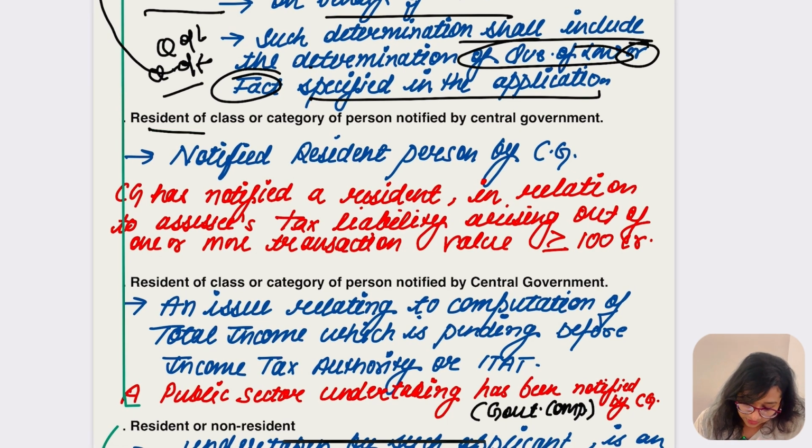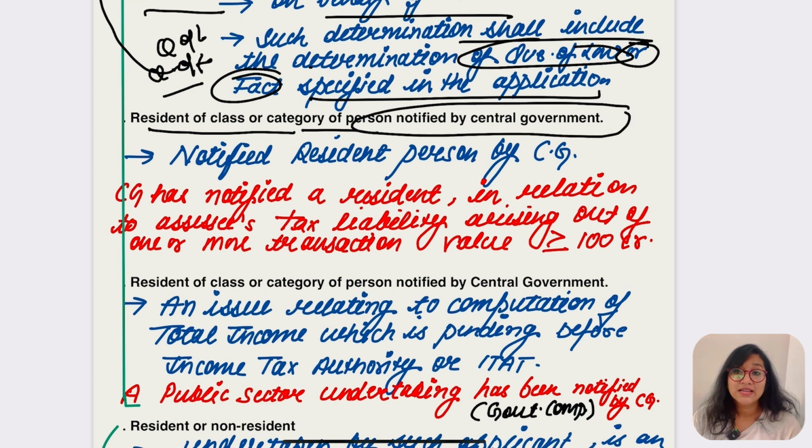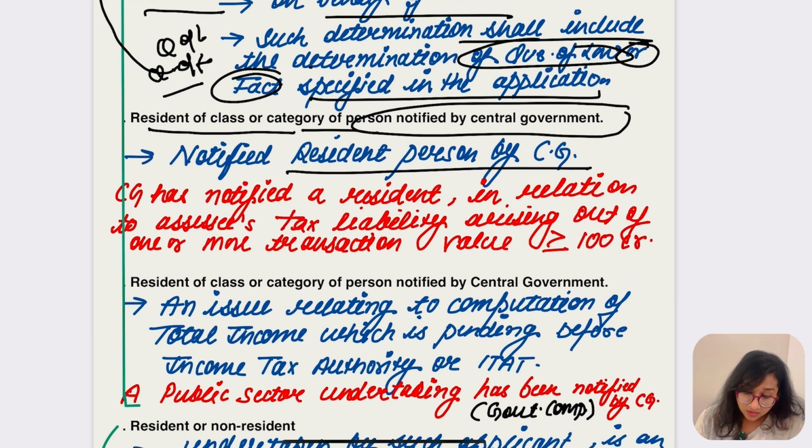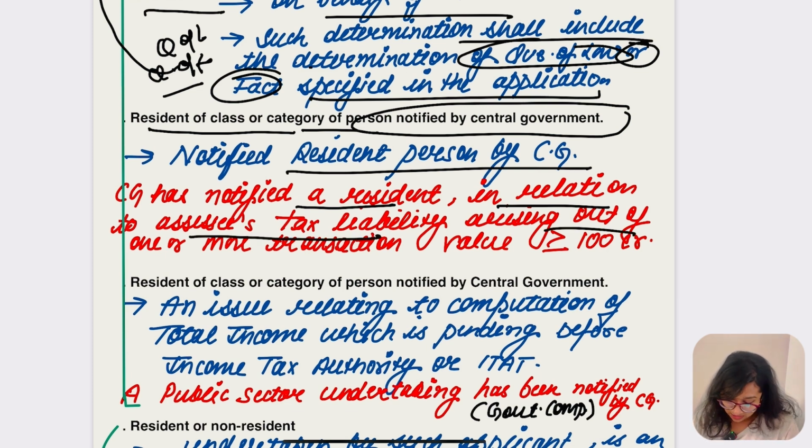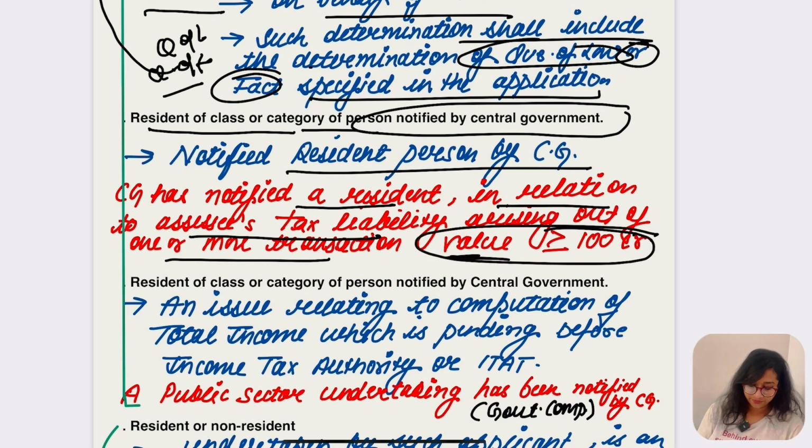The third one is about the resident of a class or category of persons notified by the Central Government. Here, a resident person notified by the CG. Now who are these? The CG has notified residents in relation to tax liability arising out of one or more transactions whose value is more than 100 crore. Is it clear? The transaction value exceeds 100 crore. Those residents are the class or category of persons notified by the Central Government.